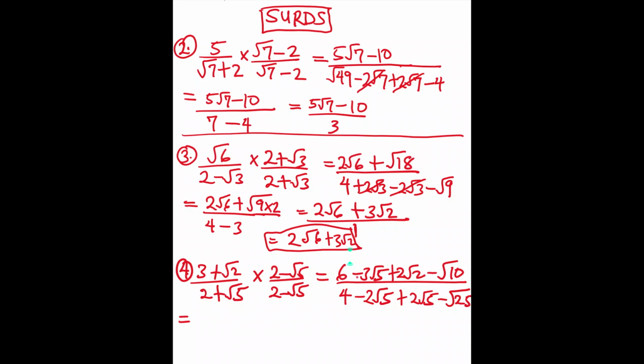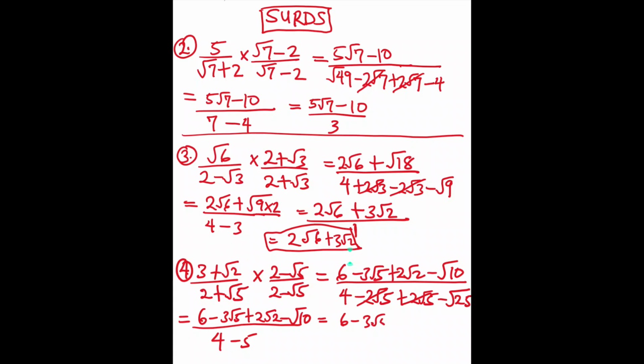So for the numerator, that's the top one, there's no like terms there to collect, so we just leave it as 6 minus 3 root 5 plus 2 root 2 minus root 10. Okay, and minus 2 root 5 will cancel plus 2 root 5. So now we have 4 minus root 25, and we know that root 25 is 5, right? So that's 4 minus 5.